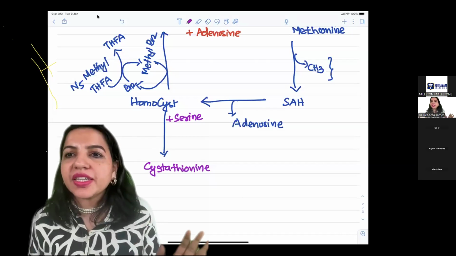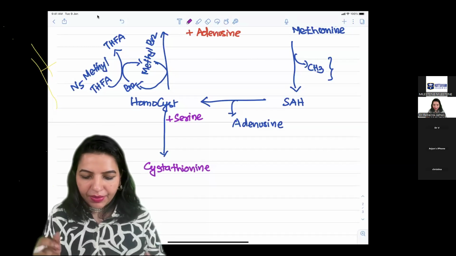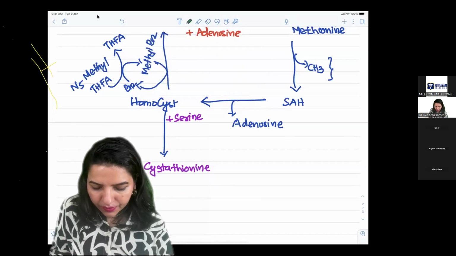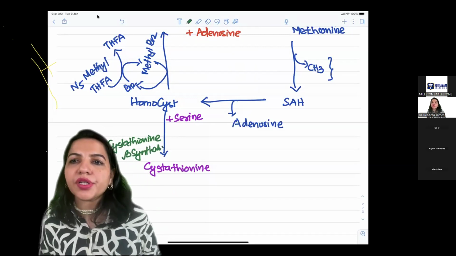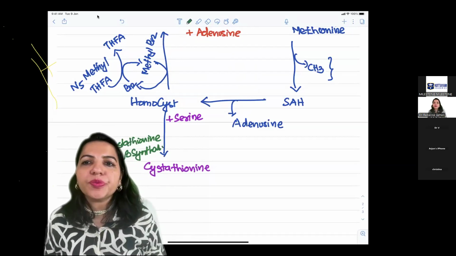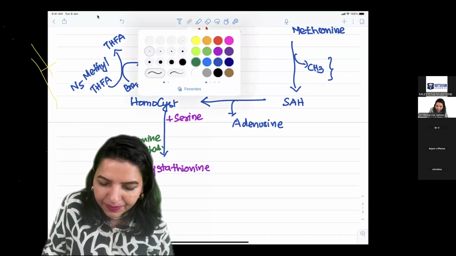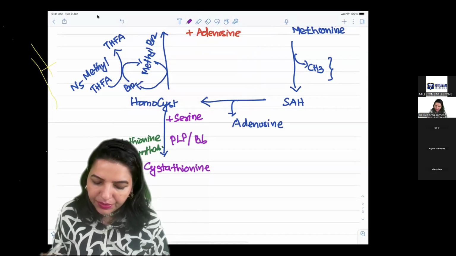Okay, so what we have seen is the homocysteine is combined. That enzyme is combining with serine, and that enzyme is cystathionine beta synthase. Now who will tell me what is the vitamin required for cystathionine beta synthase? Very good. PLP. So that requires PLP, otherwise vitamin B6.